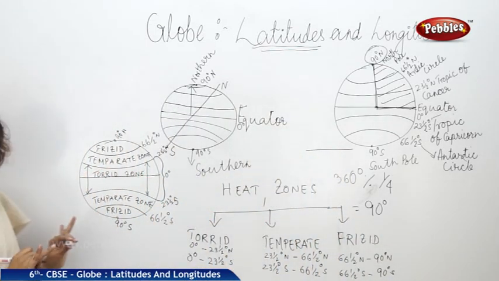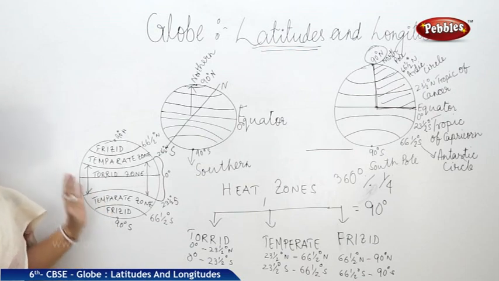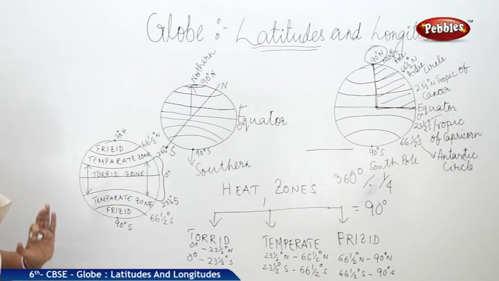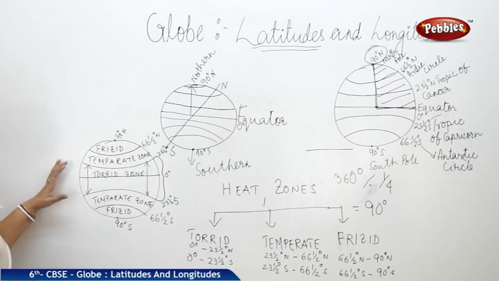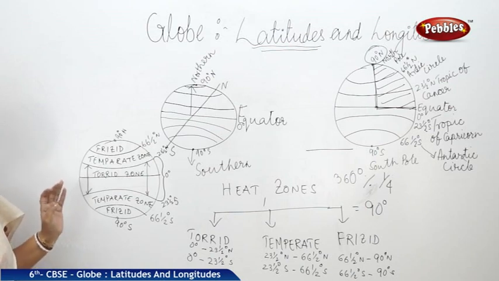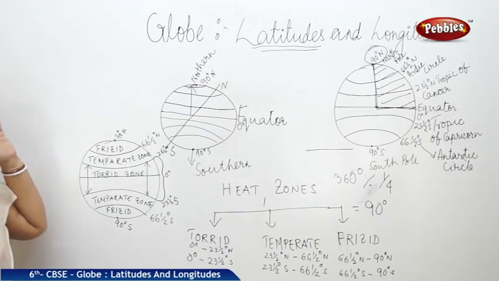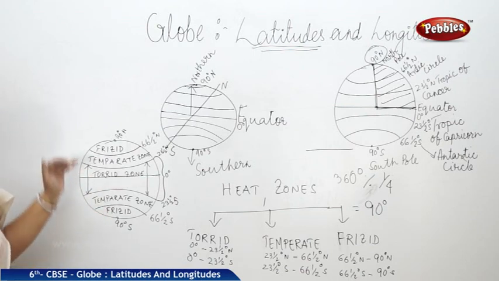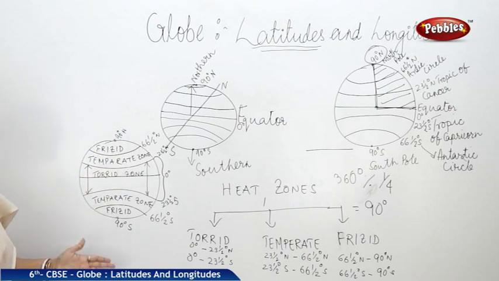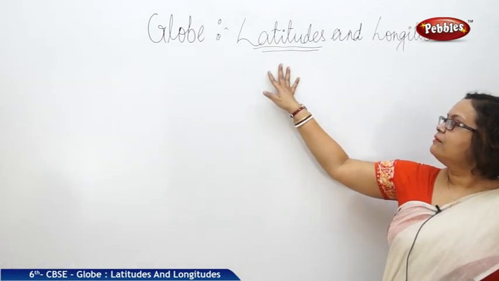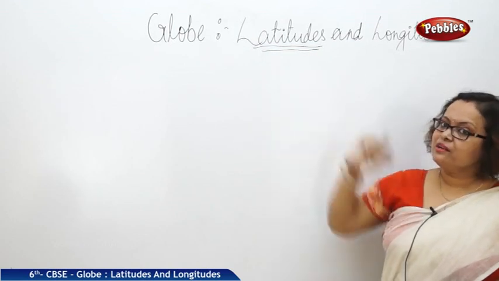I hope it is clear now, the heat zones of the earth. How is the temperature, climate we can find there? Torrid zone, it is very hot and humid. Next we are coming to the temperate zone, they are moderate, not so hot, not so cold, and in the frigid zone it is very cold. You know, in the poles it is 6 months day and 6 months night. So we discussed about latitudes, we learnt about heat zones.